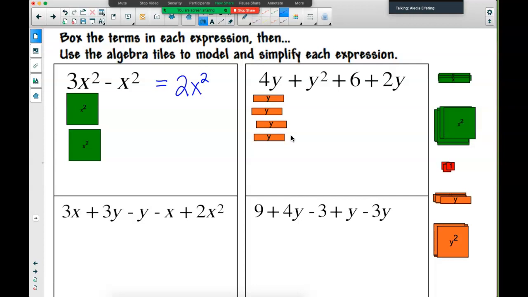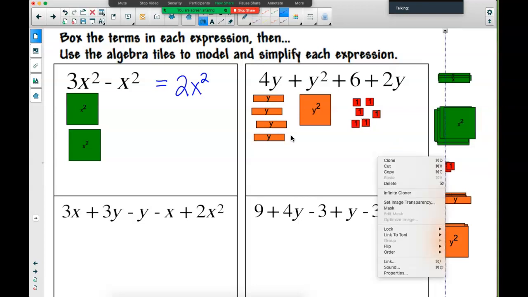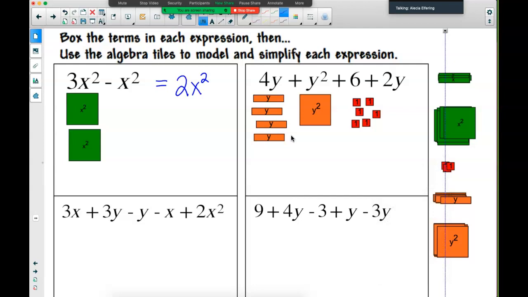Okay, then it says plus y squared. So what do I need next? Jada says a y squared, okay? So put a y squared on your paper. Then it says plus 6. 6 ones. So put 6 ones on your paper.